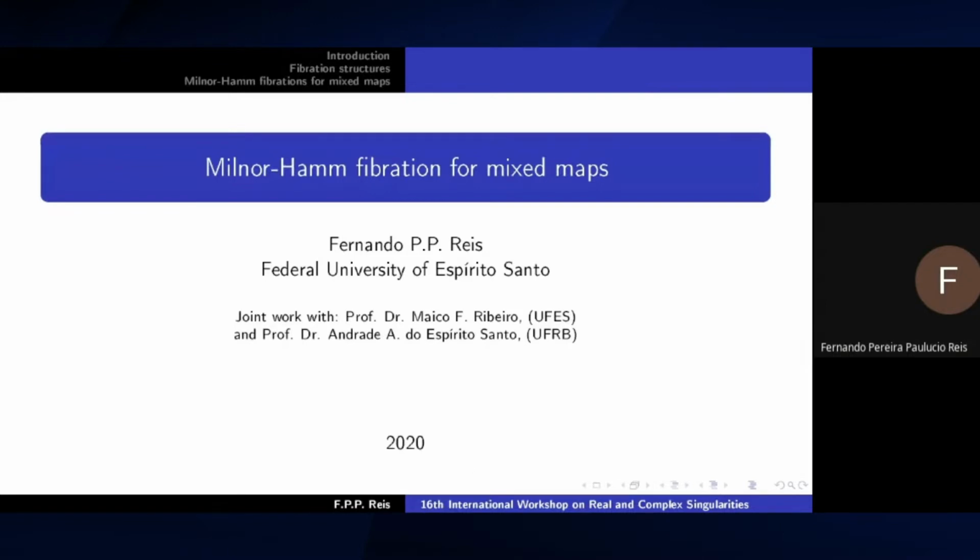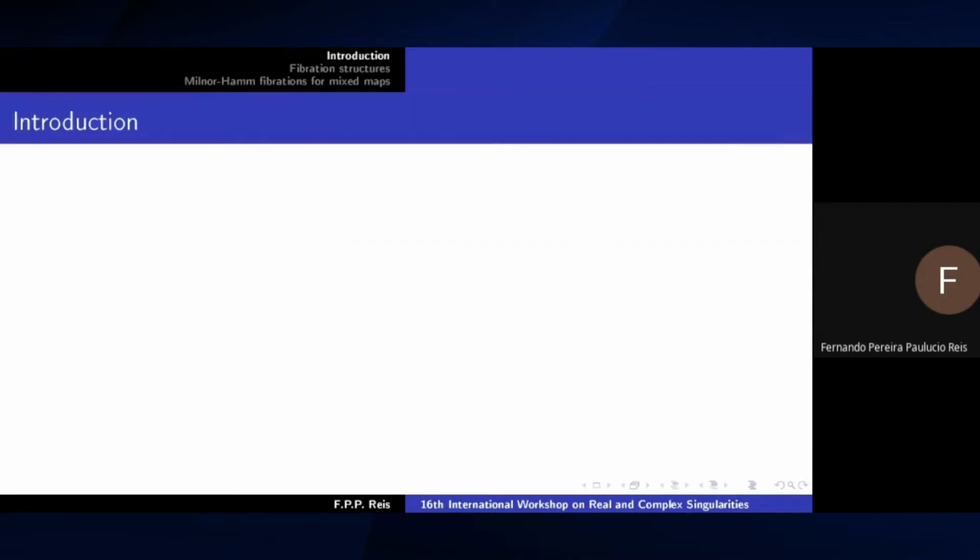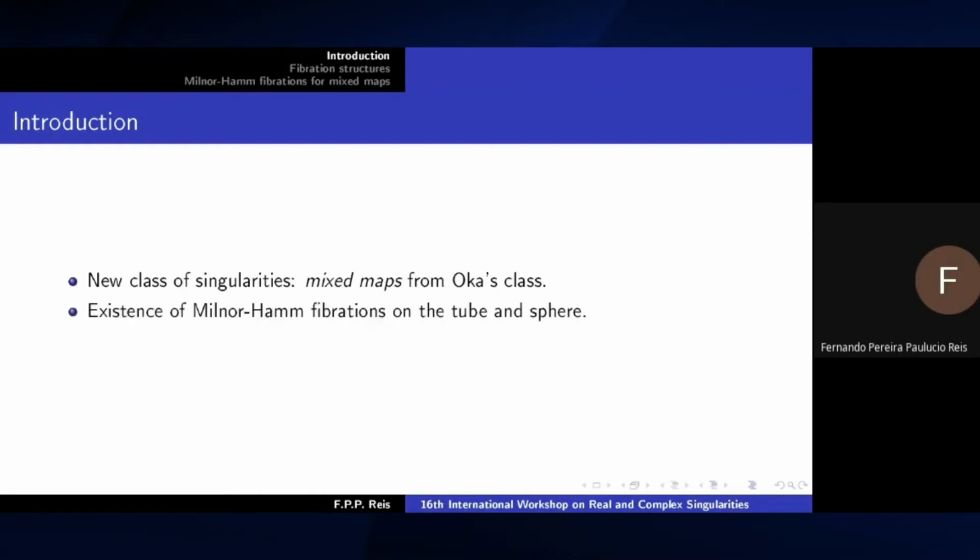We consider a new class of singularities called mixed maps from OCA class. In this new setting, we prove the existence of Milnor-Hamm fibration on the tube and sphere. Moreover, we discuss the problem of existence of Milnor vector field for this class.